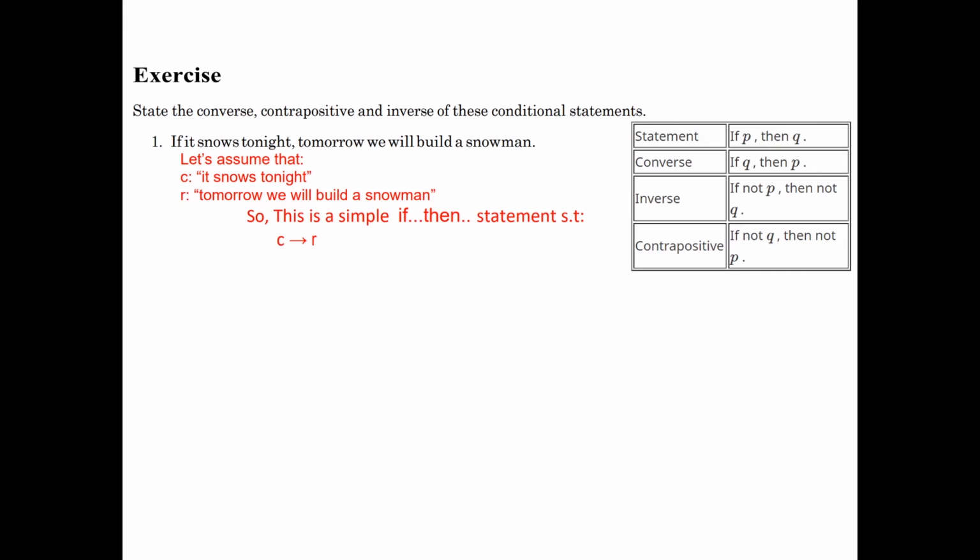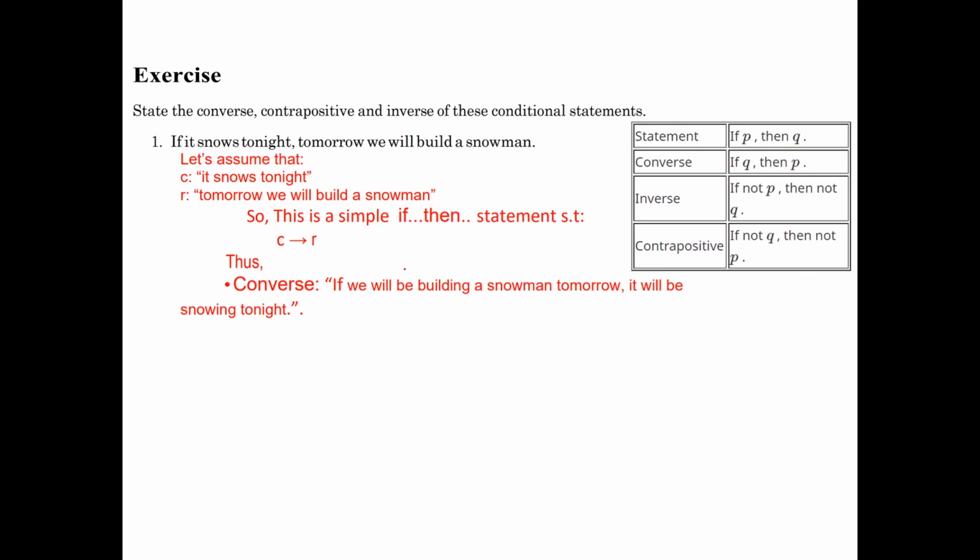This is our original statement: C implies R. It snows, we're going to build a snowman. So converse: Q then P, so R then C. If we are building a snowman tomorrow, it will be snowing tonight. You can see here why this isn't necessarily true. It could have snowed very heavily tomorrow, and it didn't snow tonight, and we're going to be building a snowman tomorrow either way.